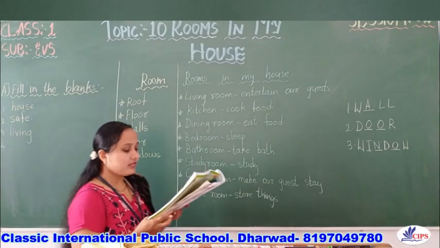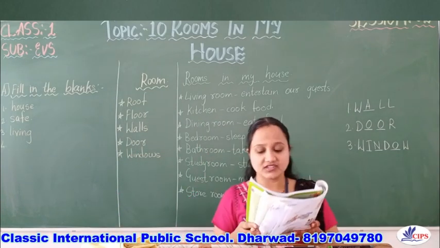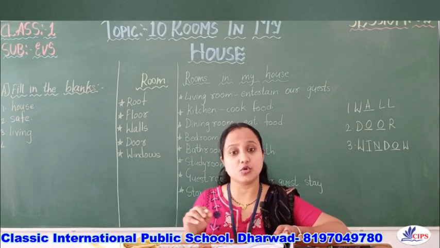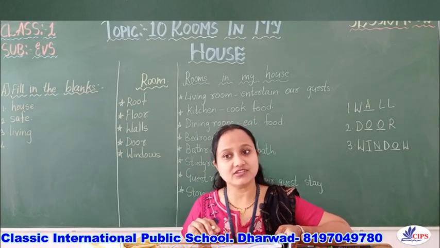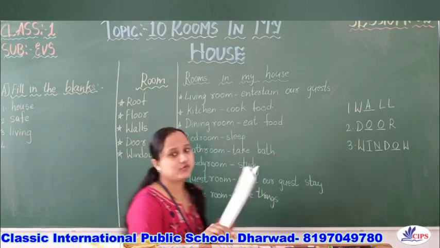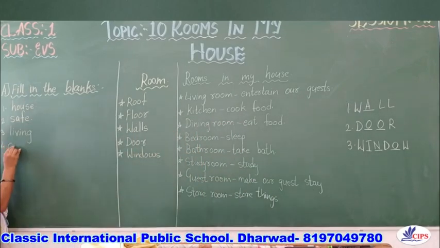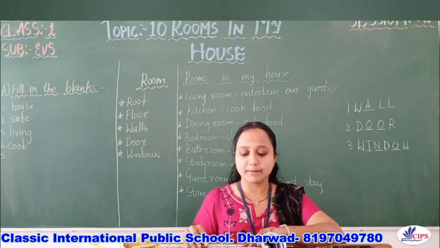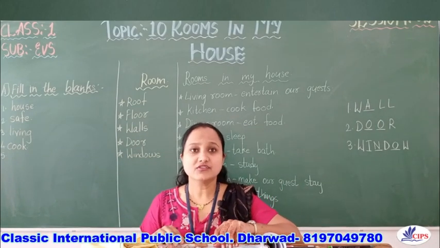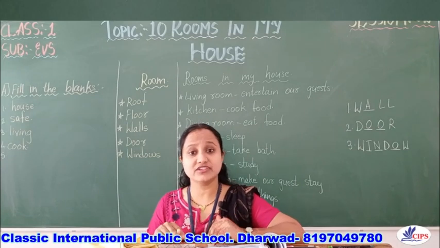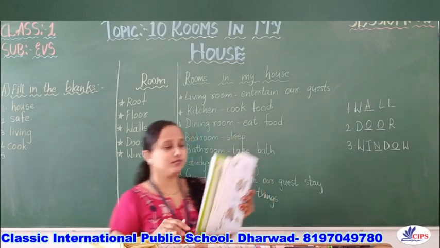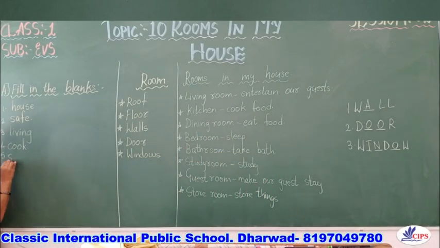Then next one. The room where we dash food is called the kitchen. In the brackets, the options are given as eat or cook. So, what do we do in the kitchen, children? We cook food, right? So, write it down as cook. Then next one, we store things like big trunks in the dash. So, children, where do you store the things which are not used regularly? Yes, you store them in the storeroom, right? So write it down as store.